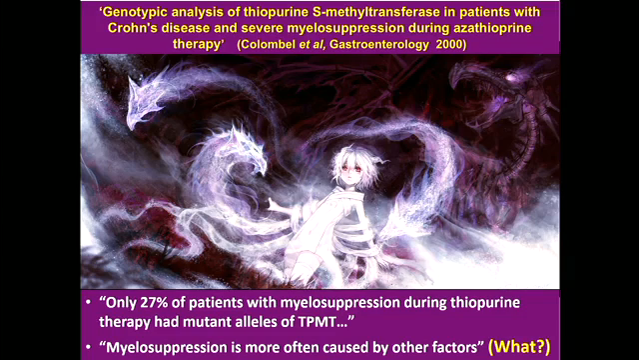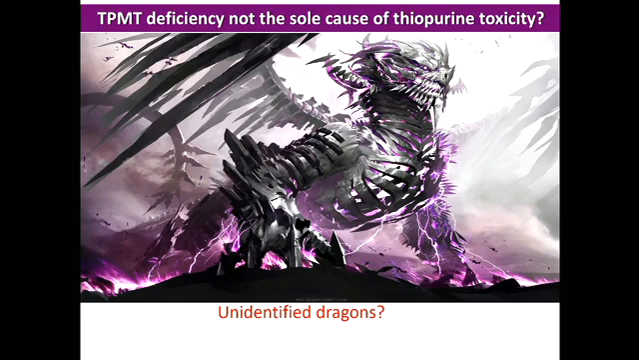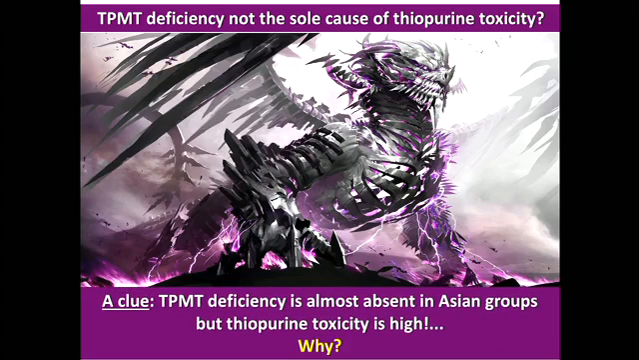So suddenly we thought, oh God, TPMT isn't the only answer. So what is? It wasn't so simple. So TPMT definitely caused myelosuppression, but not everyone who had myelosuppression had TPMT, if you can follow that. So it's not the sole cause. So there were unidentified dragons somewhere. What were they? And a clue came out many years later, in recent years, the past 5 years. TPMT deficiency is almost absent amongst Asian groups, and yet thiopurine toxicity is high. So we should have picked up on that a long time ago and thought that's a bit weird.